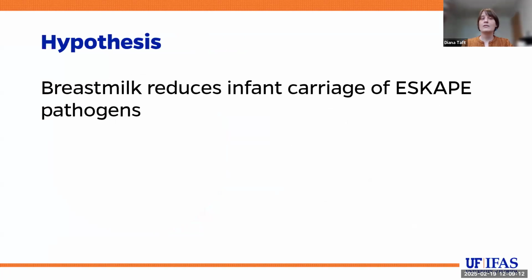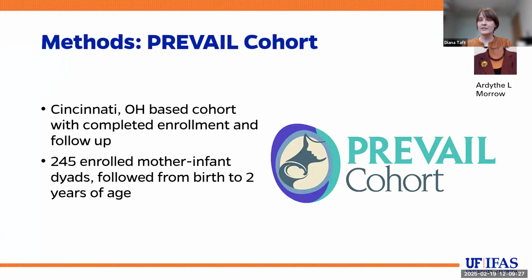adults. So this led to the hypothesis I've been working on testing, which is that breast milk will reduce infant carriage of escape pathogens. And I was very fortunate to have access to the PREVAIL cohort to try to answer this question. The PREVAIL cohort is a Cincinnati, Ohio-based cohort with completed enrollment and follow-up. It enrolled 245 mother-infant dyads and followed the babies from birth to 2 years.